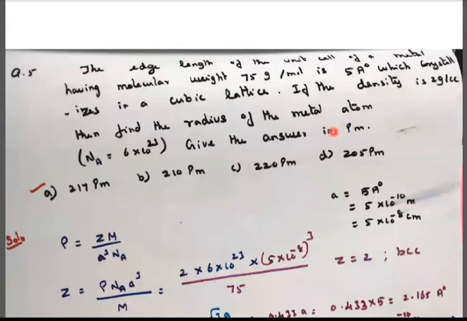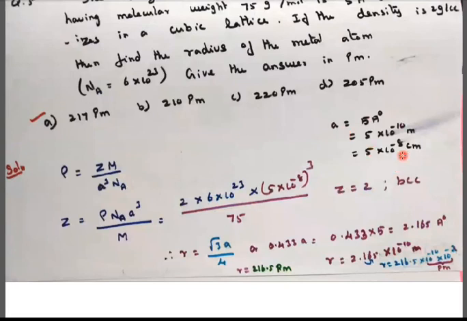They have asked you to find it in picometer. So no need to change anything, no conversion. We take the Angstrom unit itself and finally we will convert it into picometer. So 0.433 a, where the a value is 5, gives 2.165 Angstrom, because the a value is in Angstrom.